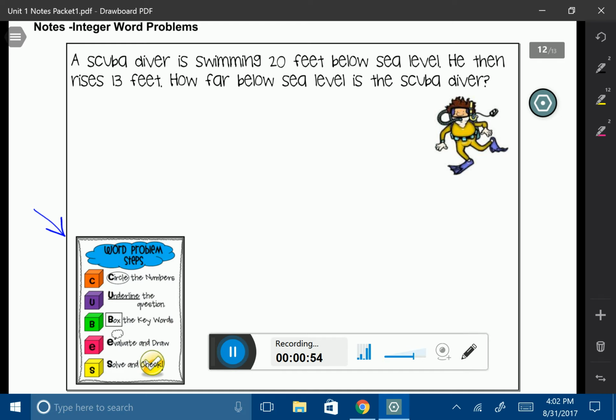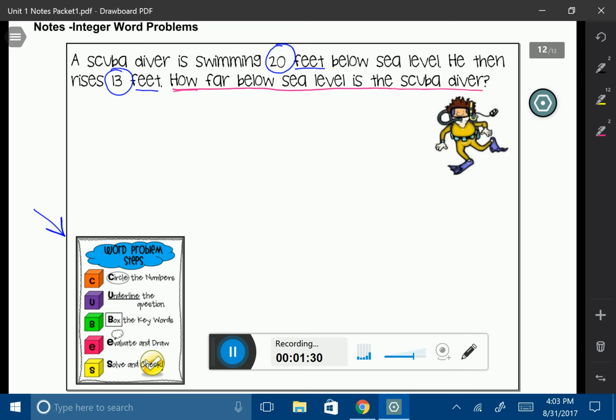So let's go ahead and run through the idea of CUBES. First, let's circle all of our numbers. It looks like I have a 20 and a 13, and we're talking about feet, so 20 feet and 13 feet. Next, you underline the question. Usually the question is the last sentence in the problem. It says, how far below sea level is the scuba diver? Okay, that's our question.